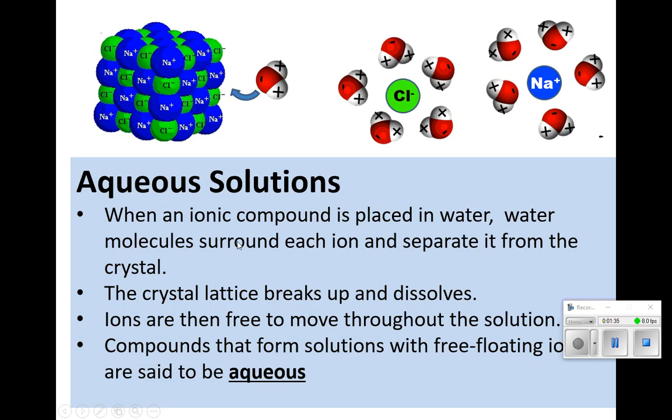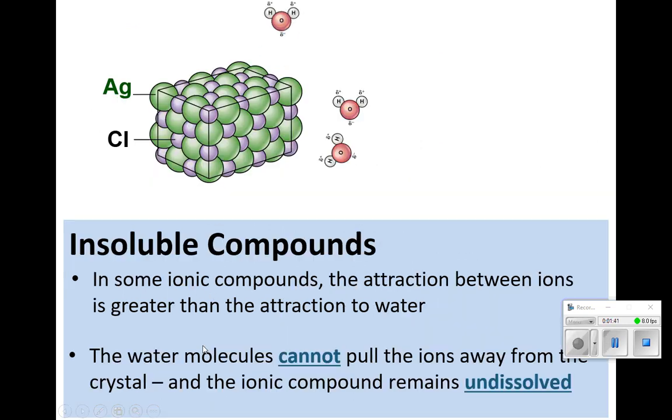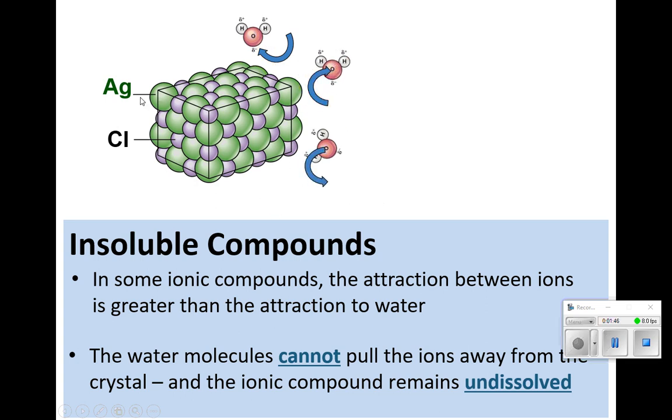So this is called an aqueous solution, AQ. Remember, that's the symbol we use for state when we have a solution. It's not always the case though. In some substances, for example, silver chloride, the water molecules cannot overcome the attraction between ions. The ions stay put together. And as a result, silver chloride and other substances are said to be insoluble. They are not able to dissolve with water.